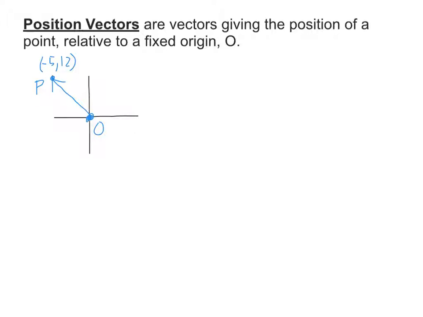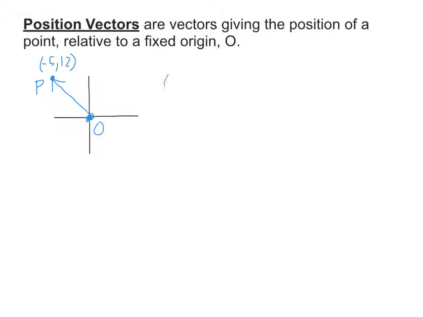All right, we're going to look at position vectors in this video. These are vectors that give the position of a point relative to a fixed origin. So suppose we're talking about the point P, which has coordinates -5, 12. And notice how that's where the vector is ending. The vector starts at the origin, which we call O, which of course is 0, 0.